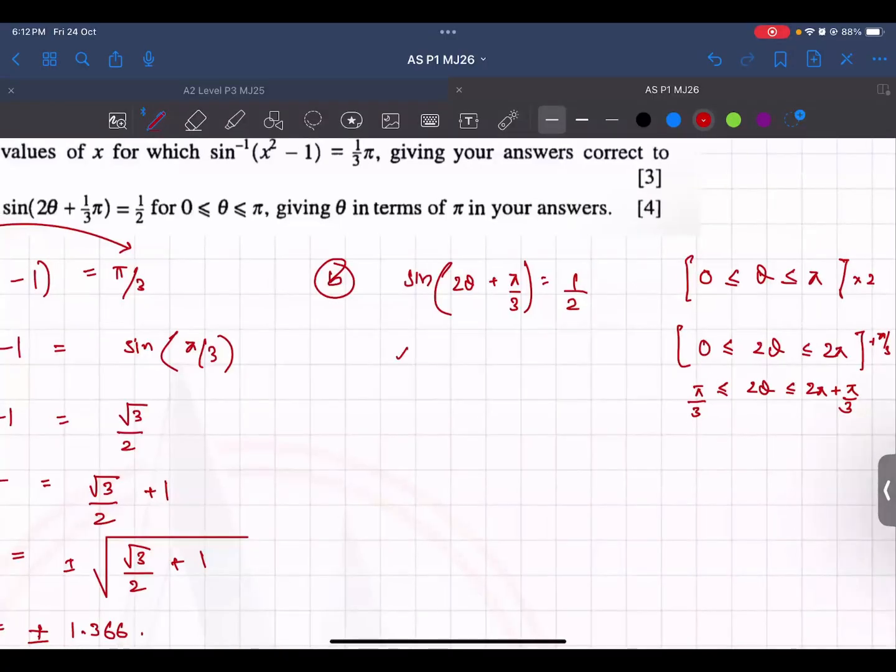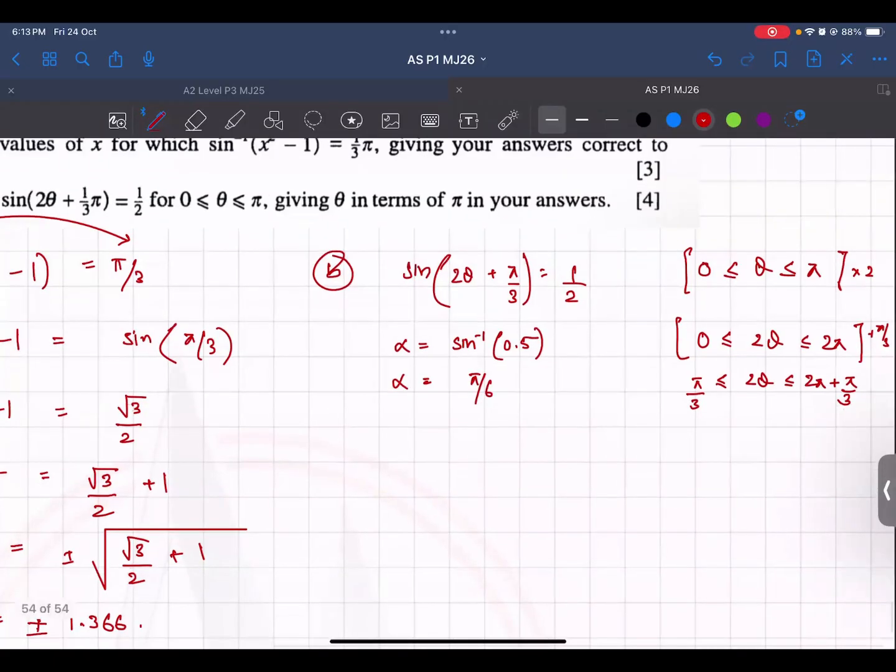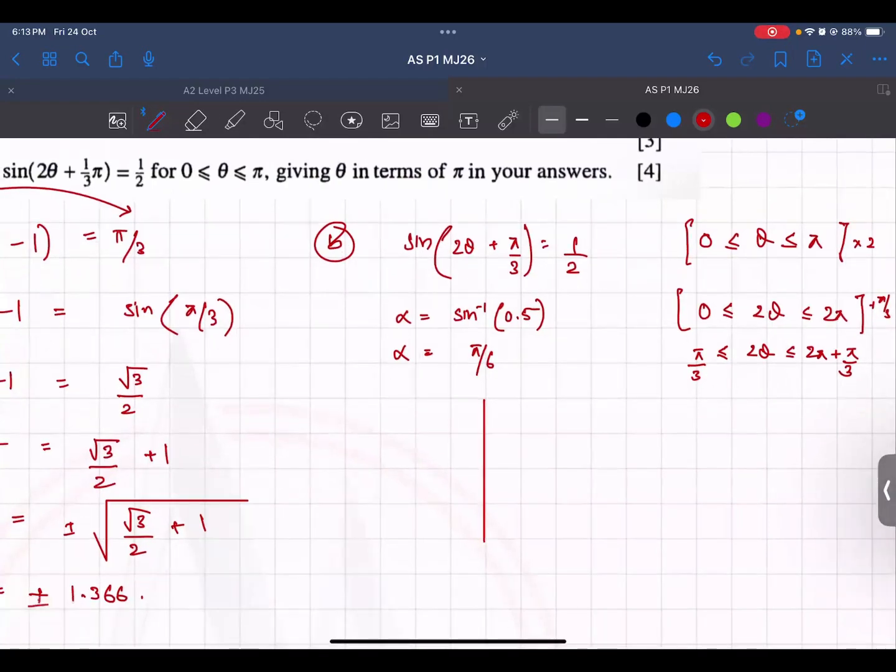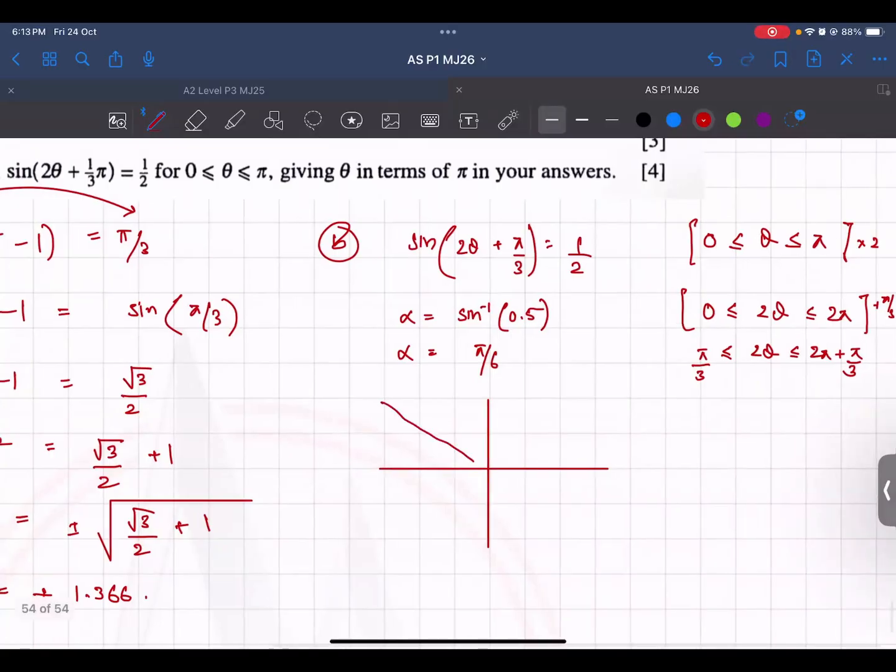And then you will find your alpha over here. Alpha will be sine inverse of half, which is pi by 6. Now you will place this in the quadrants where sine is positive, and you know that sine is positive in the first and the second quadrant. Pi by 6 and pi by 6, this is your alpha. And look at the range, it is from pi by 3. Pi by 3 is 60, and pi by 6 is equal to 30.